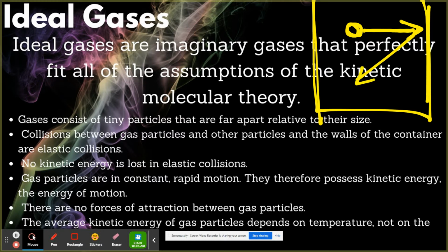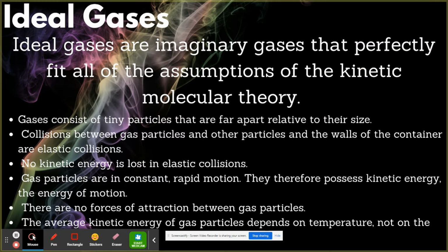That's called an elastic collision. Whenever a particle collides with something in an ideal gas, the particle just bounces off without any loss of kinetic energy. So there is no kinetic energy lost during that collision. One more time: in ideal gases, when a particle hits a wall, it just bounces off, and there is no loss of energy in that collision.